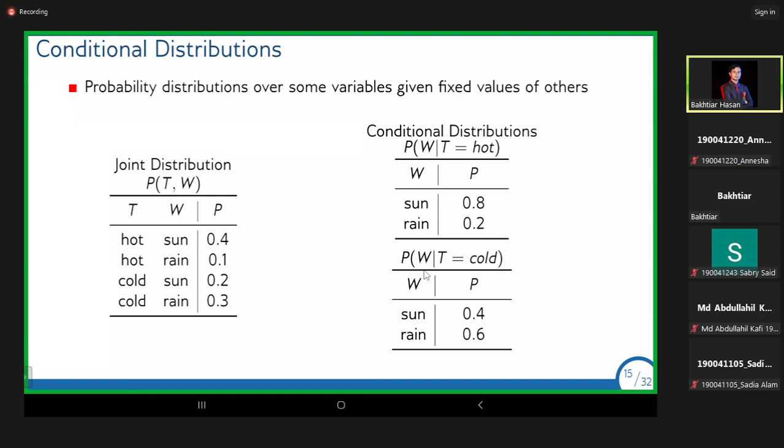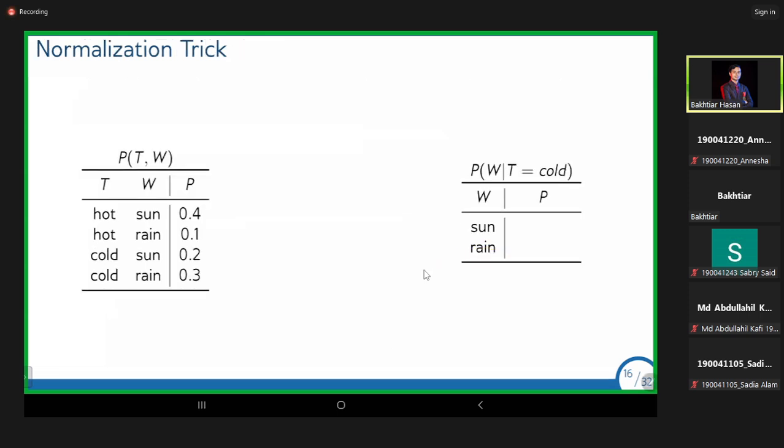So I hope this one is clear to everyone. Let us move on to normalization trick. One thing that we do a lot in probabilistic reasoning is to calculate the conditional distribution.